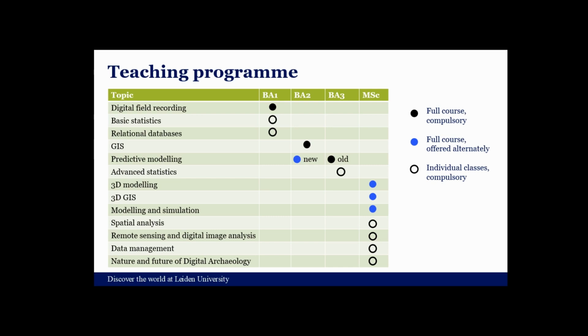And then since a few years we're offering a master's track in digital archaeology. This is part of a larger Master of Science program in which we also teach material culture studies and bioarchaeology. And here the program gets less structured. It's more about giving students opportunities to choose. So we have been offering a number of core courses, but not all of them each year.